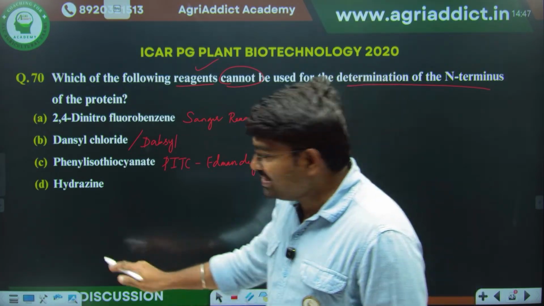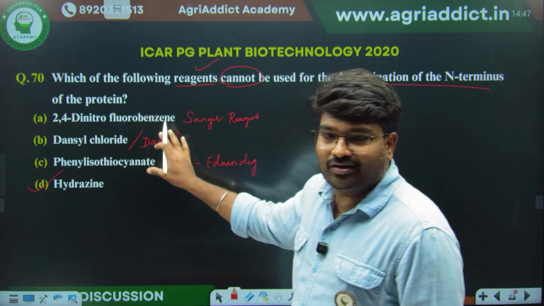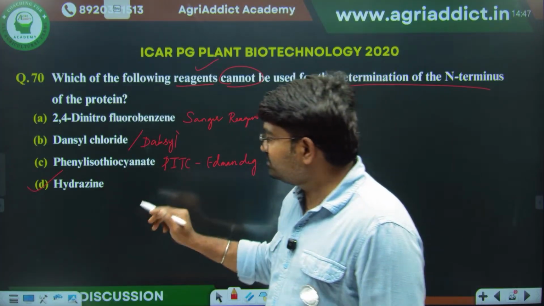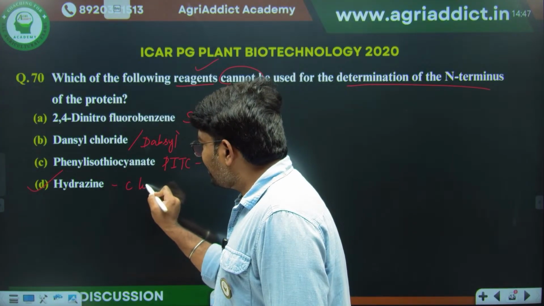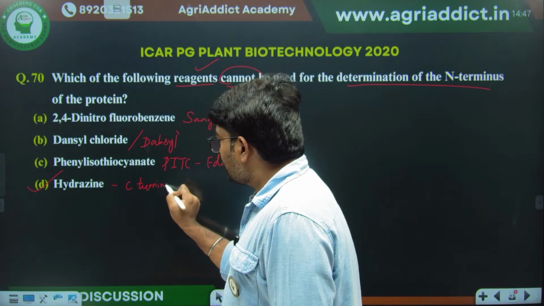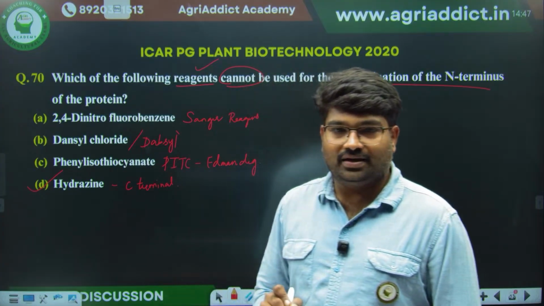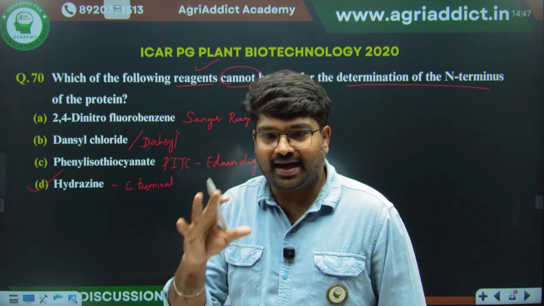So, hydrazine, this we will not use to determine the N-terminal. This will be used for C-terminal amino acid determination. C-terminal amino acid determination will be done by hydrazine.